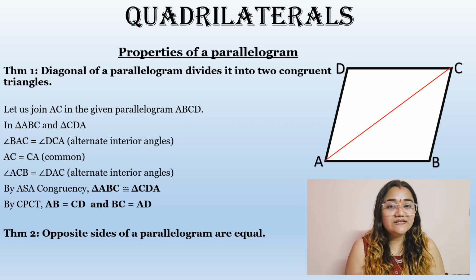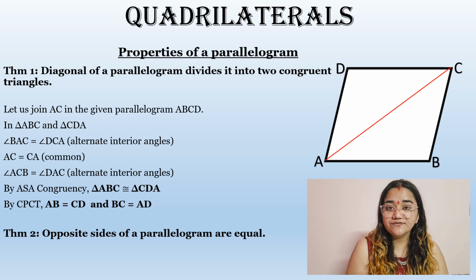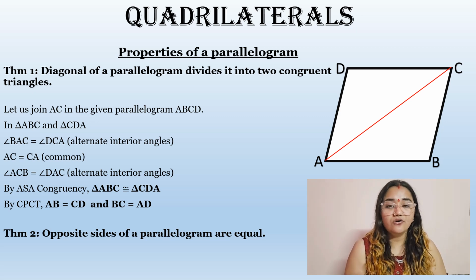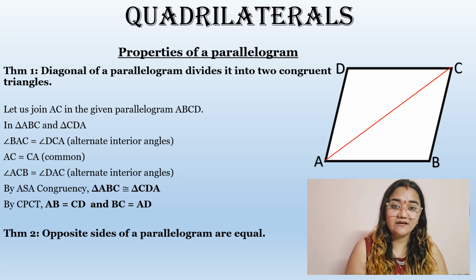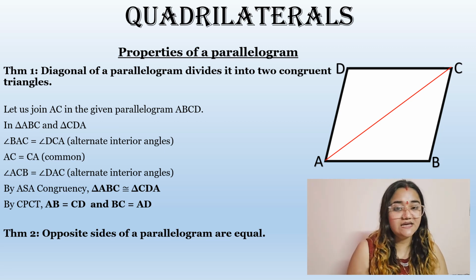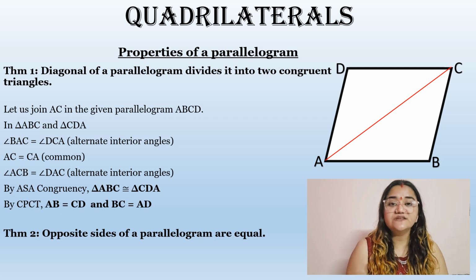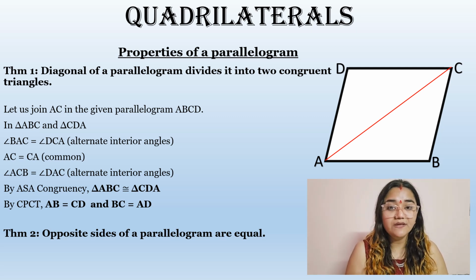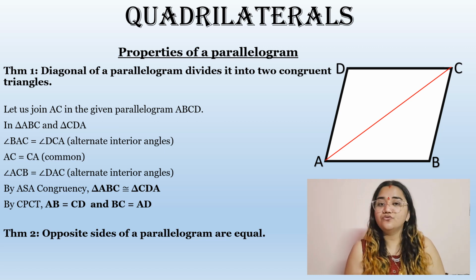So the congruency criterion that we are going to use is ASA, angle, side, angle. So by using the ASA congruency criterion, triangle ABC is congruent to triangle CDA, which proves our theorem that every diagonal of a parallelogram divides it into 2 congruent triangles.